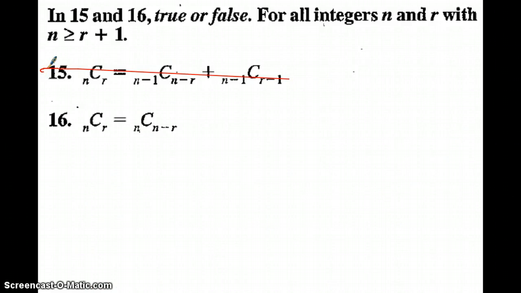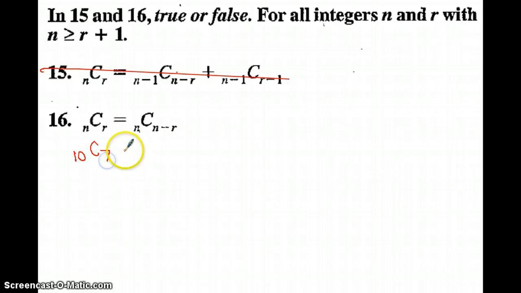So that took kind of a long time. Now let's talk about number 16. Is NCR always going to equal NC n minus r? This looks a little more promising. Of course, it's one of those true-false. We got 2 questions. The first one was false, so what do you suppose is going to happen with the second one? Anyway, let's try real numbers again.